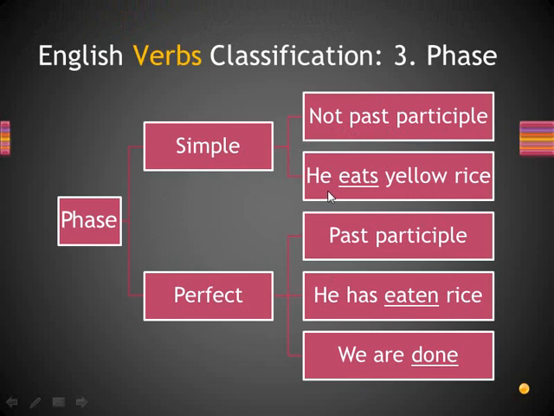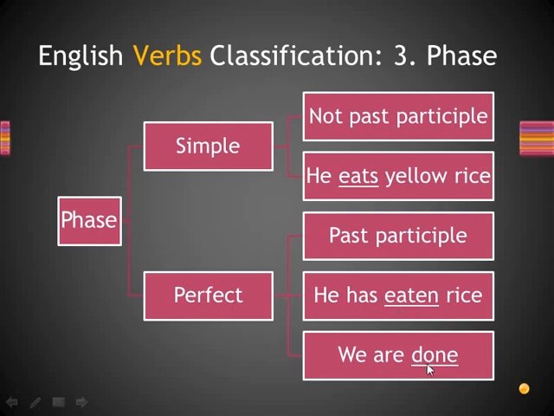Like the sentence, he eats yellow rice. Do you like yellow rice? Yeah, okay. Eats here is not verb 3, it's not past participle, so if we analyze the phase, it means simple. But if the verb in the sentence is past participle, like this one, he has eaten rice, okay, this is past participle, so we analyze it as perfect phase.